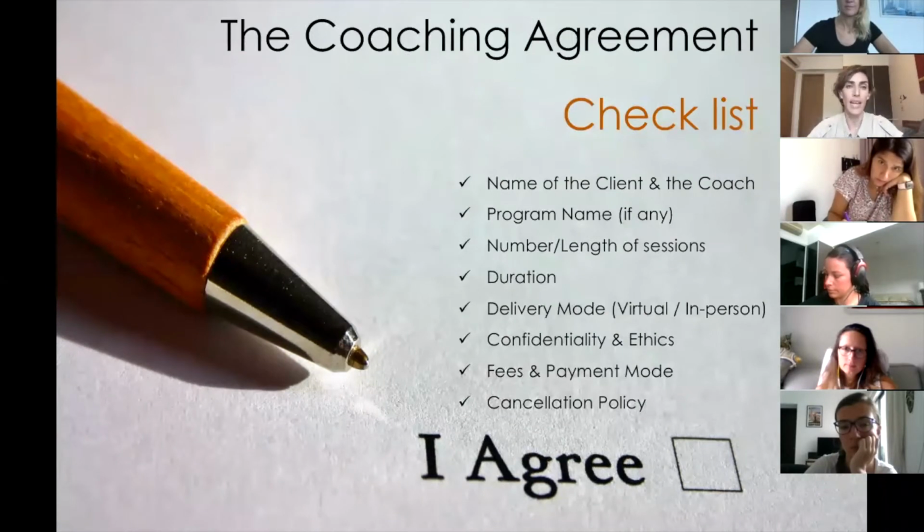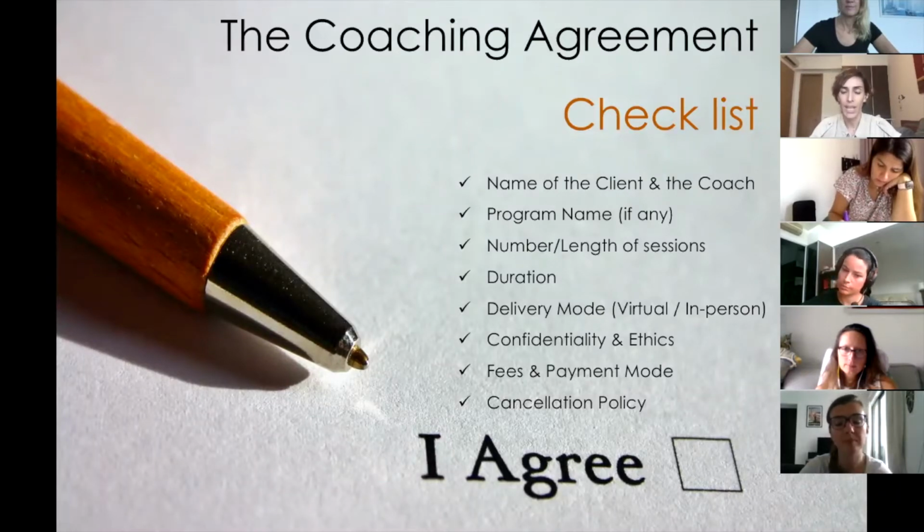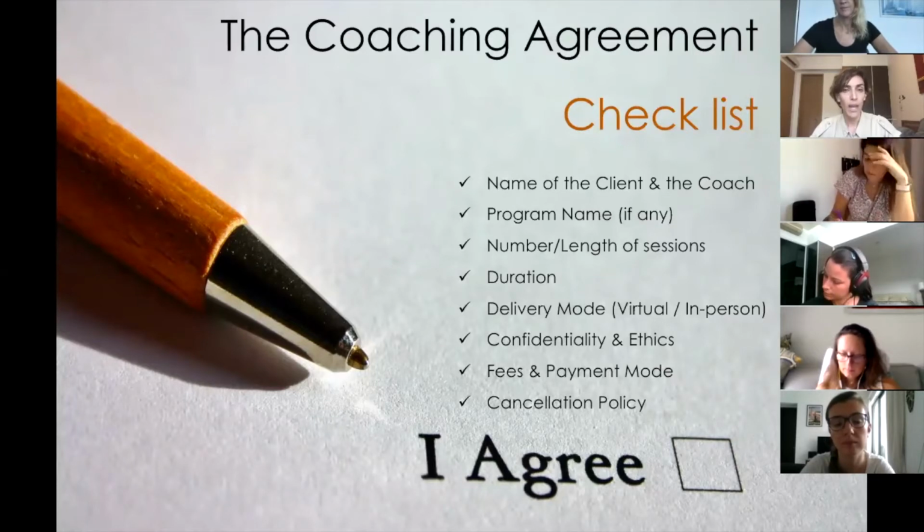But the next question is, okay, what should I put in this coaching agreement? Well, here is a checklist. First and foremost, you need to put obviously the name of the client and the coach. You can add the program name if you have one, and the objective if you know it already. You have to put the number of sessions and the length of the sessions, obviously, the duration, the delivery mode, will it be virtual or in person? If it's in person, where should it be? Very important, the confidentiality principles and the ethics, fees and payment mode, and cancellation policy.